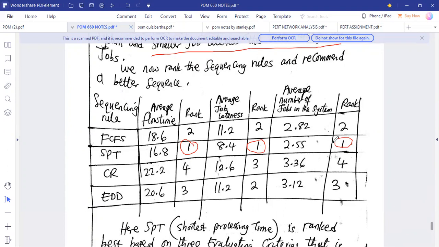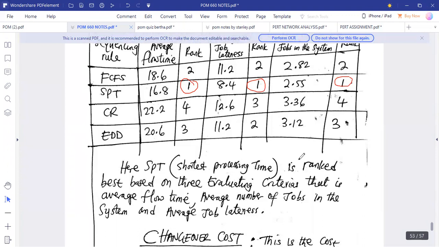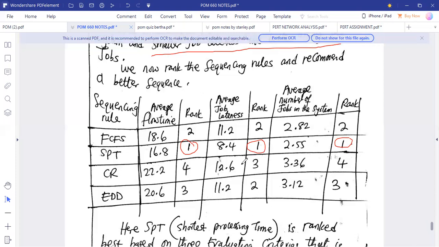So in a nutshell, we're simply saying that the shortest processing time has dominated among the four sequencing rules. So this is the one that should be recommended to management, because it's ranking first among the sequencing rules. As we look at other examples from other question papers or the pamphlet, this is what goes on.